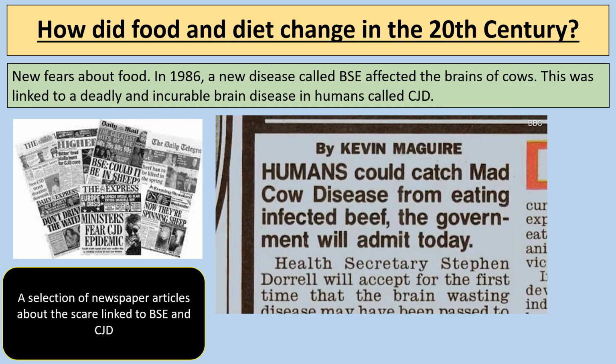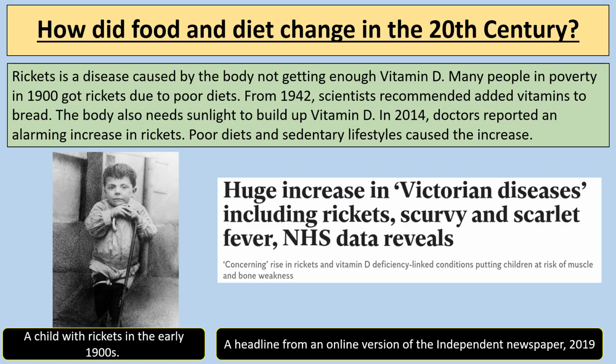And then here's some of the fears about food. In 1986, a new disease called BSE affected the brains of cows, and led to a deadly and incurable brain disease in humans called CJD.